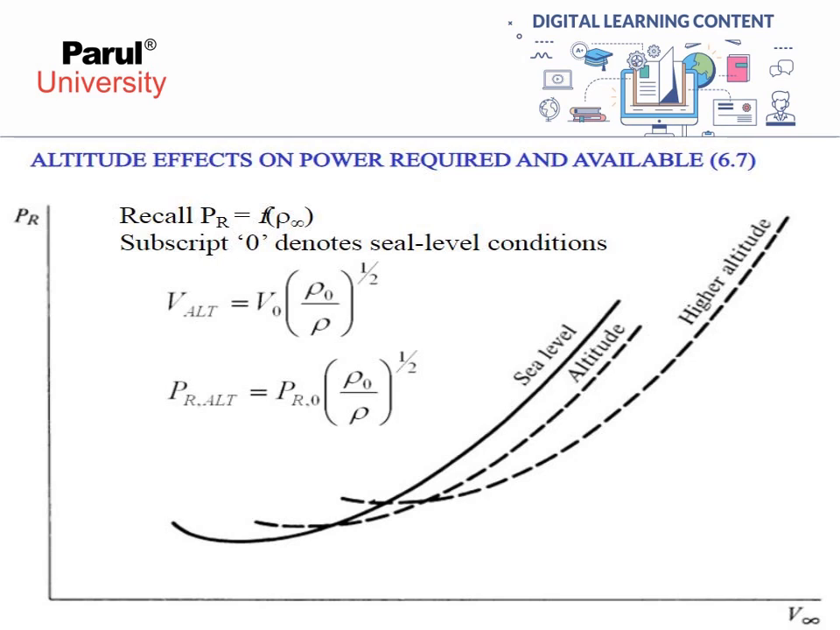altitude effects on power required and available. Recall, power required is a function of density. Subscript 0 denotes the sea level condition. Then velocity at a particular altitude is equal to V naught into rho naught by rho to the power 1 upon 2, and power required at a particular altitude is equal to power required at sea level into rho naught by rho to the power 1 upon 2. Now we can see in the graph, the continuous line is the sea level graph, and at altitude it will be a dotted line. Again, higher altitude will be the dotted line, means power required is what?